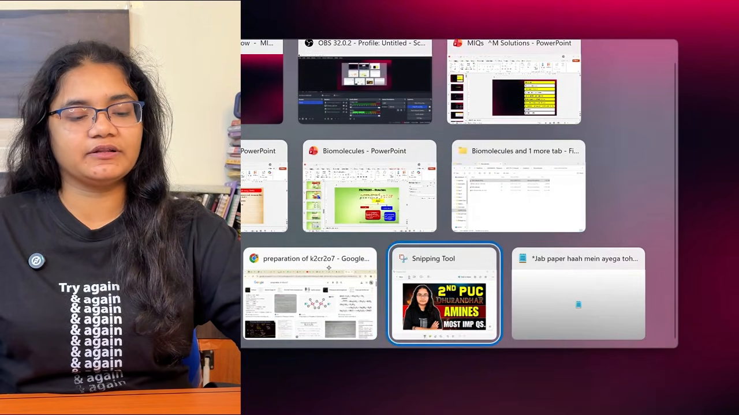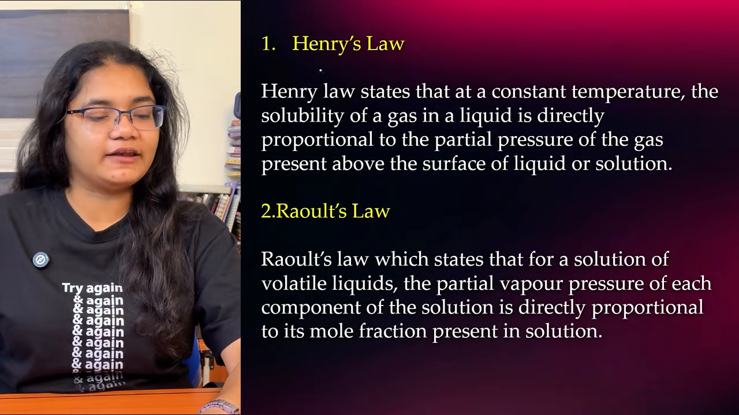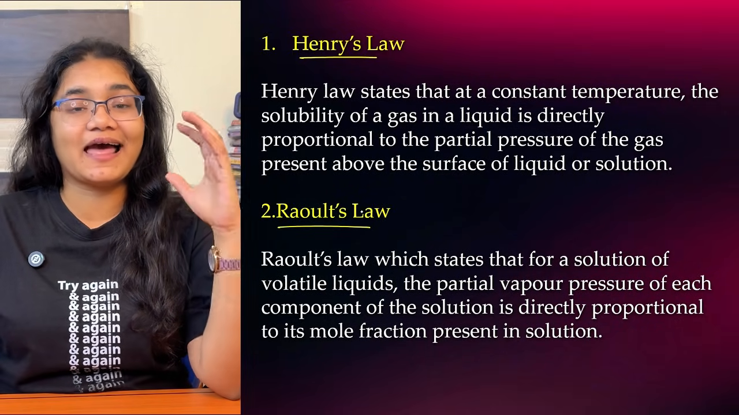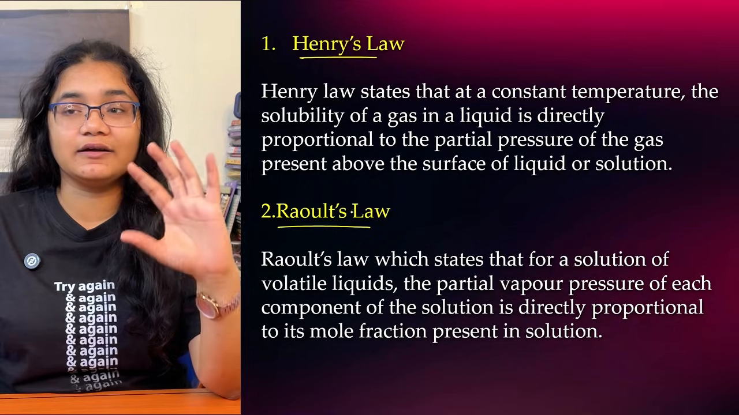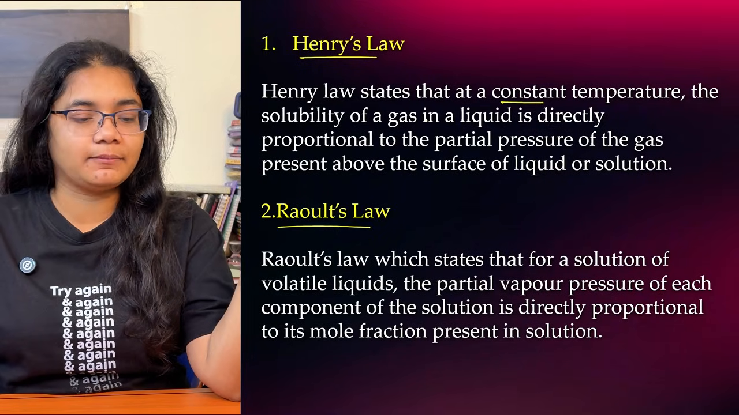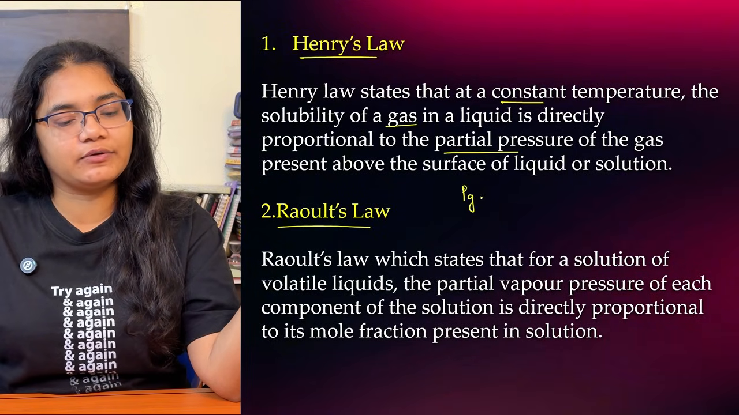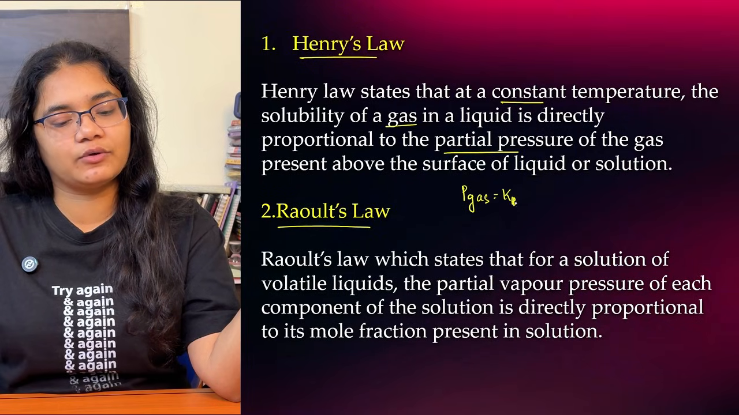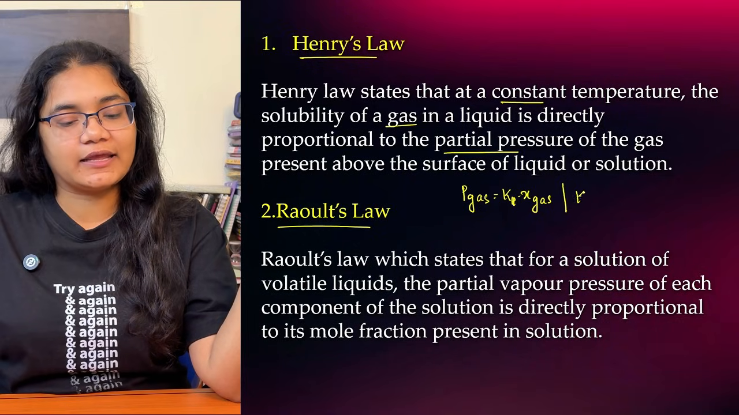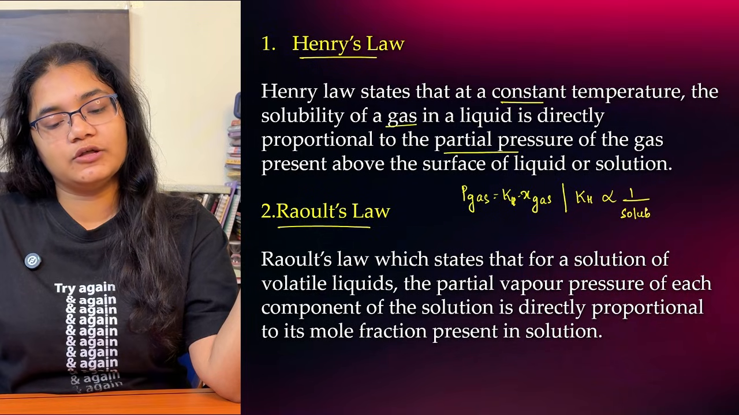In the solutions chapter, the first thing very important that you should know is 2 laws, that is Henry's law and Raoult's law. These definitions you should learn as given in the textbook. Please learn the exact words, the exact definition. So Henry's law states that at constant temperature, the solubility of a gas is proportional to the partial pressure. And here you also need to write the formula: P of the gas is equal to Kh into mole fraction of the gas. And one more thing you should know, that Kh is inversely proportional to solubility.